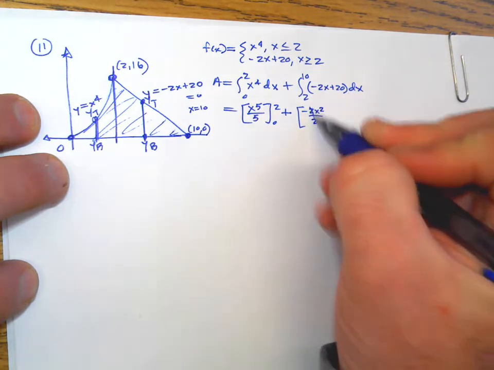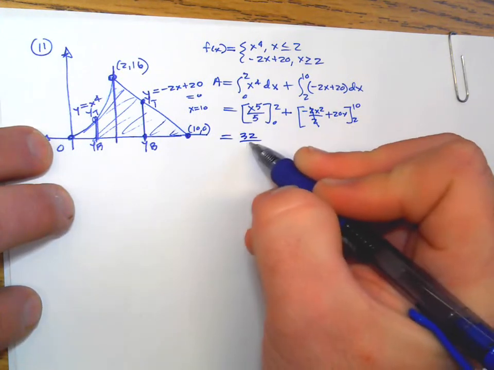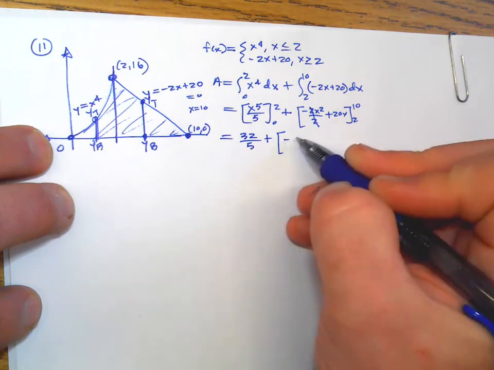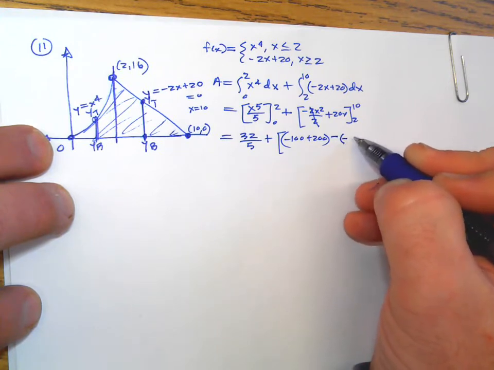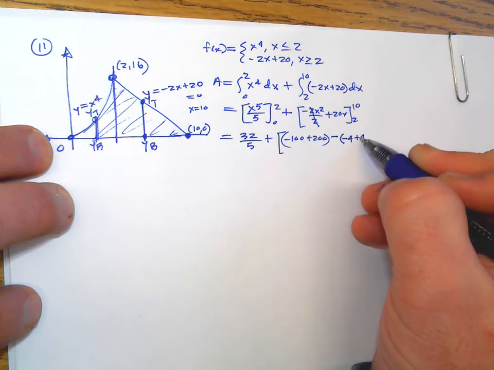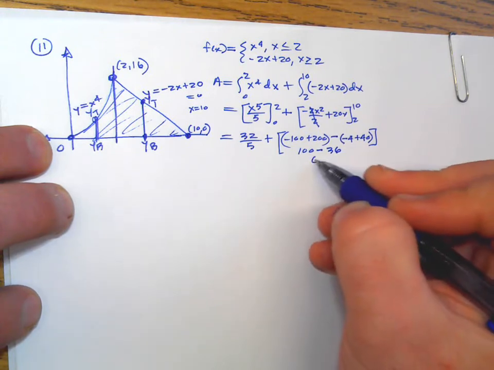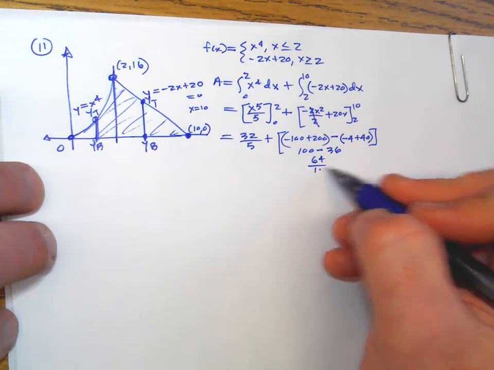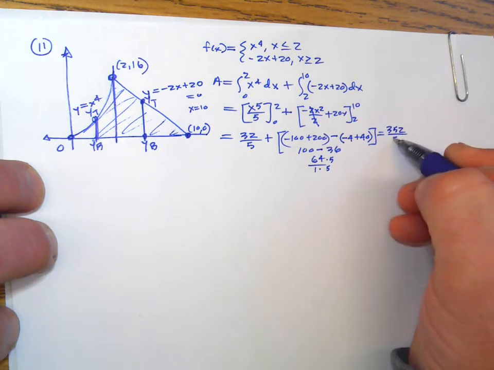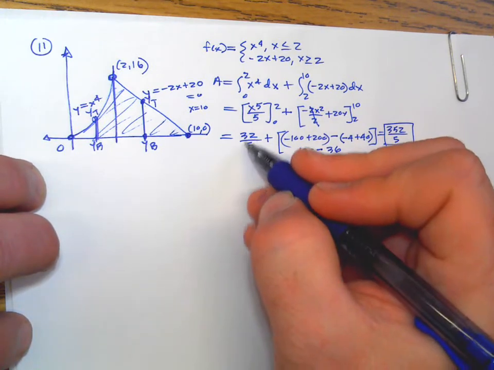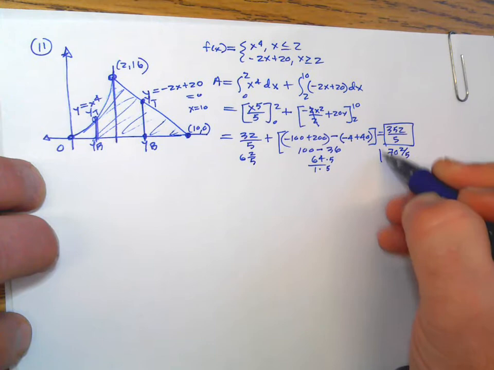X squared over 2, 20x. And so it's going to be 32 over 5 plus negative 100 plus 200 minus negative 4 plus 40. So that's going to be positive 100 minus 36. So that's going to be 64. So we could either give a least common denominator and say that it's 320, 352 over 5, or you could change this to 6 2/5, and then that would be 70 2/5, or 70.4.